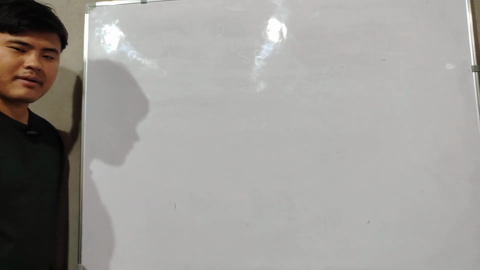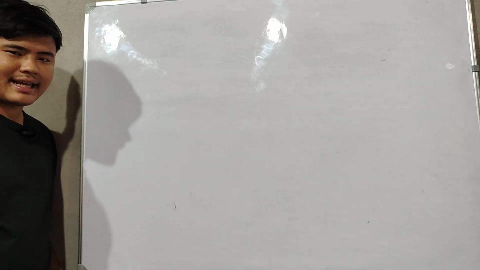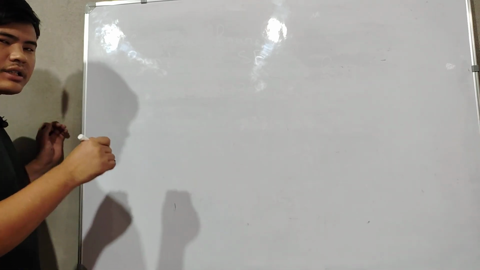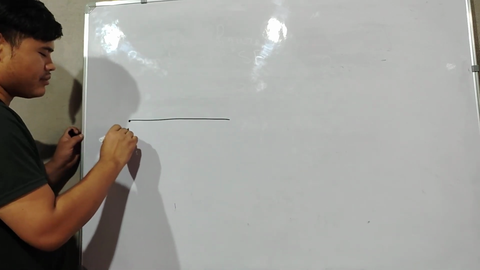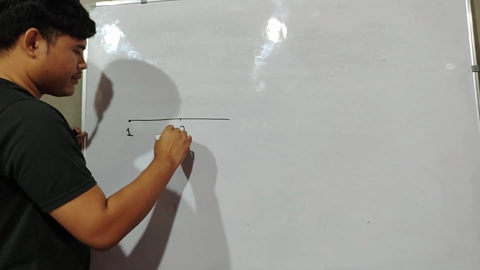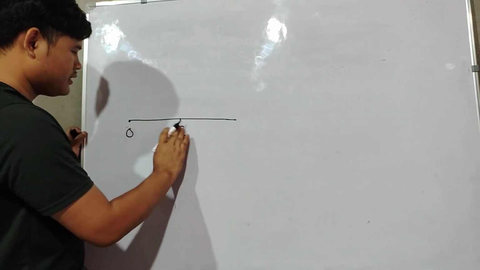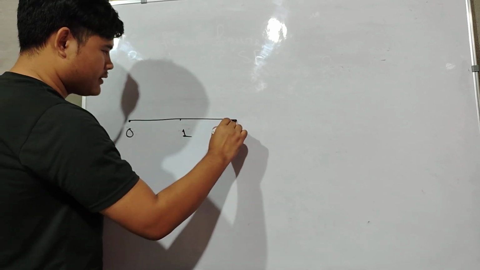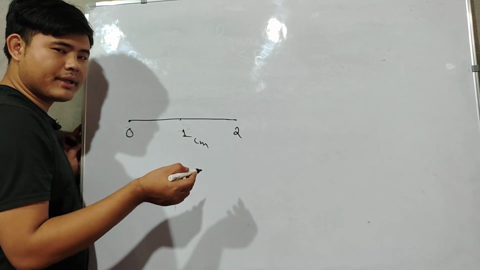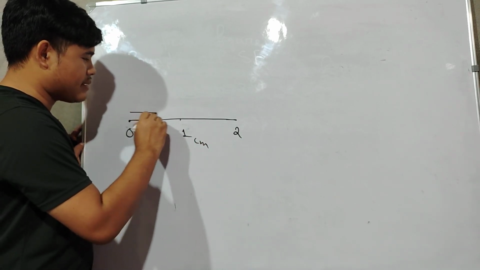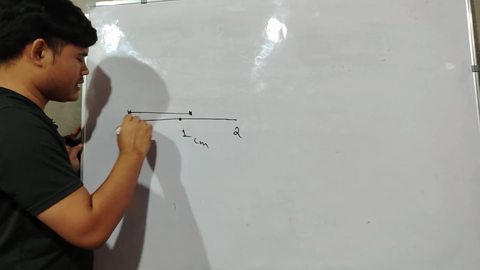Let us understand this through an experiment. Suppose we are asked to measure a certain length, and for that we have a centimeter scale. The scale reads 0, 1, and then 2. Now we are measuring the length of something, and that length extends up to here. By looking at it, what can you say? How much length is this?